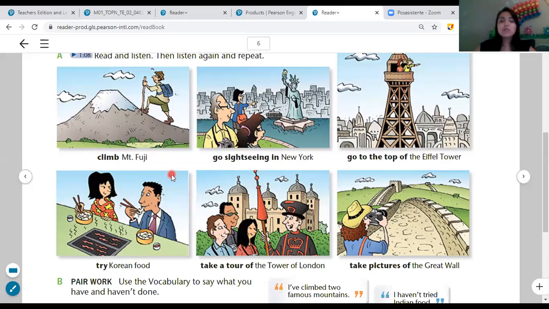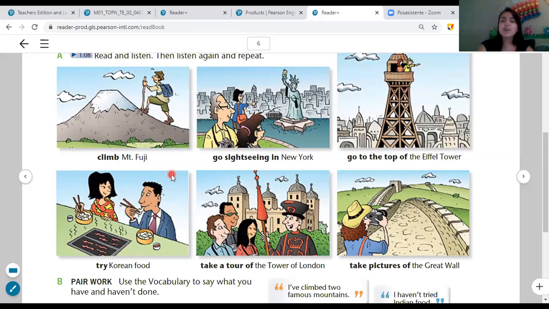Then we have go sightseeing. That is practically go look around. For example, here in Puerto Barrios, cuando vienen los turistas y van en el trolley, they go sightseeing. They go to the beach, to las escobas. Eso es turistear, ver. Go sightseeing in New York, go sightseeing in Puerto Barrios, go sightseeing in Paris. That is sightseeing.